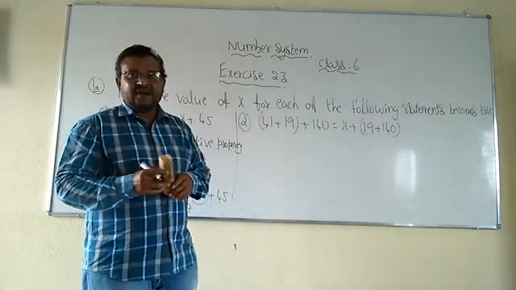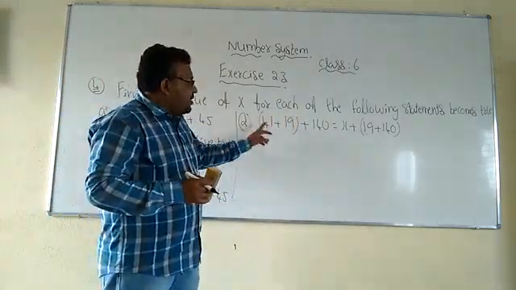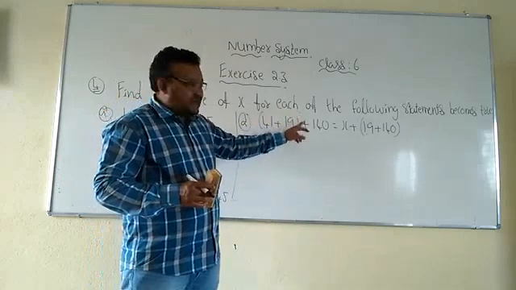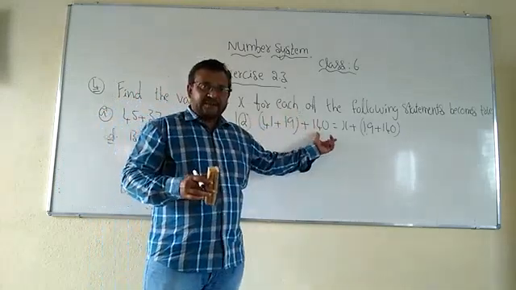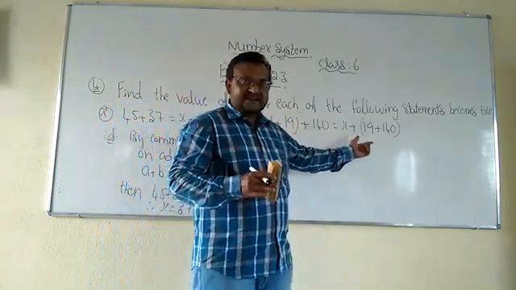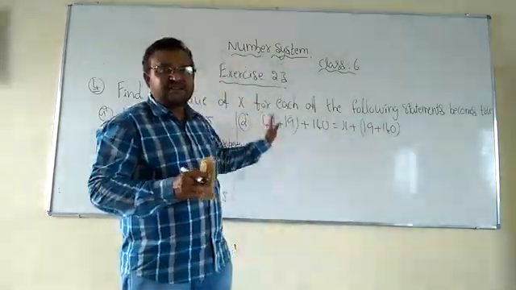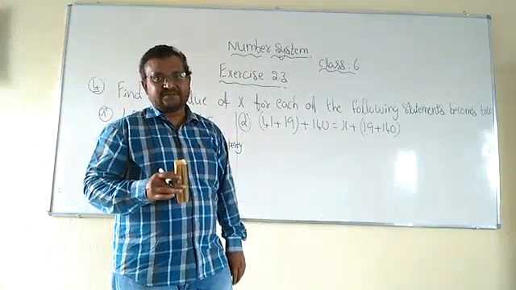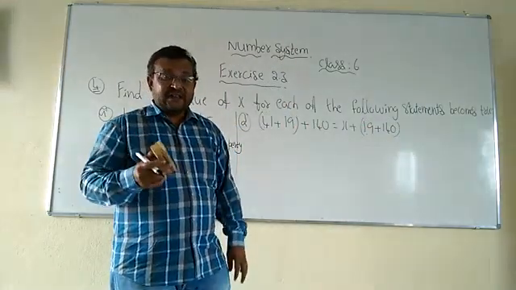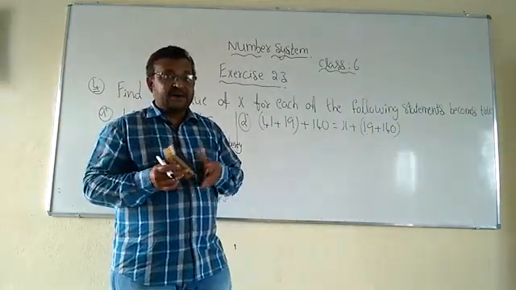Coming to the next one, the D problem. C and D you have to do as a combo. D is 45 plus 19 kept in the bracket plus 140 is equal to x plus 19 plus 140. So clearly here three whole numbers are used, A, B, C. So which property will support?